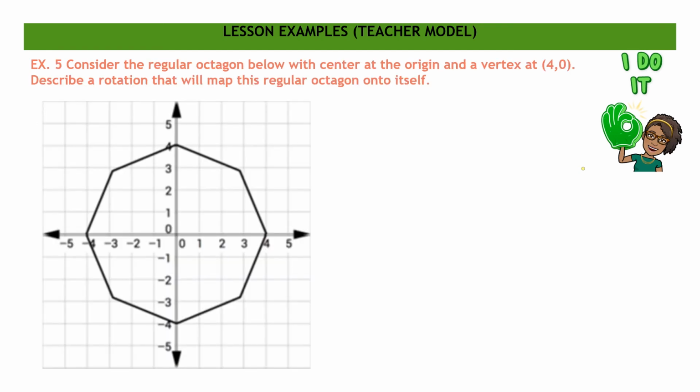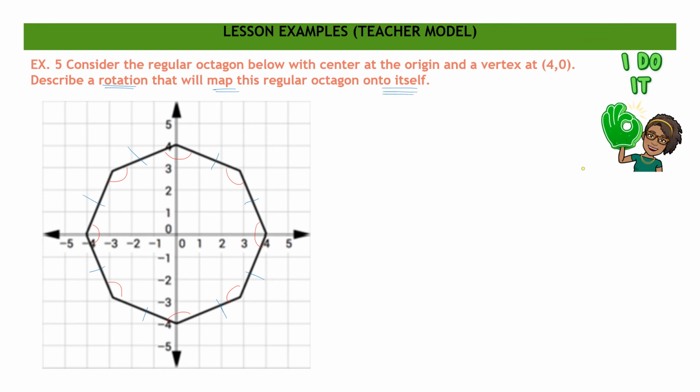Okay, last problem, we have example 5. Consider the regular octagon below with center at the origin and a vertex at (4, 0). Describe a rotation that will map this regular octagon onto itself. So once again, when we are talking about regular polygons, that means all the angles in this polygon are congruent, and all of the sides in this polygon are also congruent. So we have congruent sides and congruent angles, and they want us to determine what type of rotation will map this regular polygon onto itself.